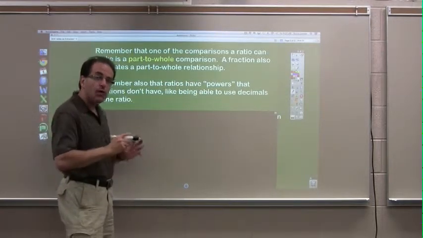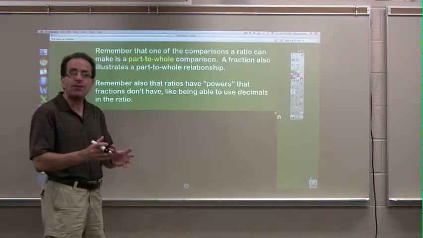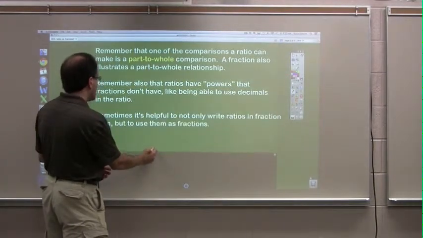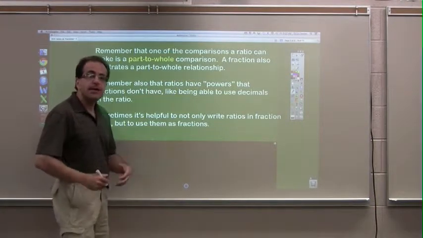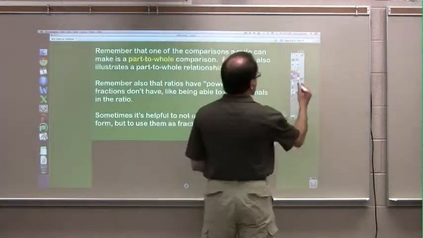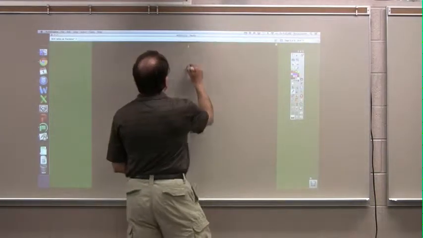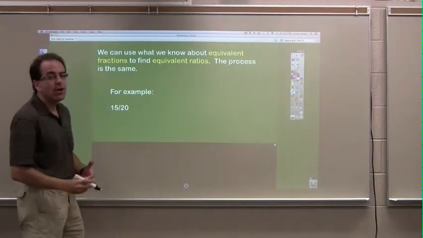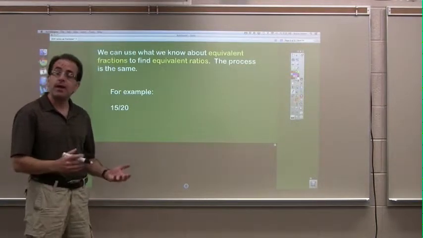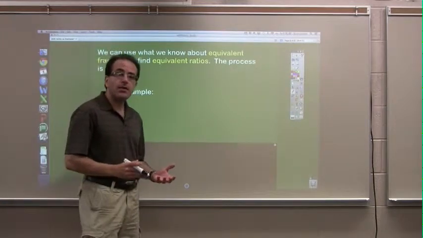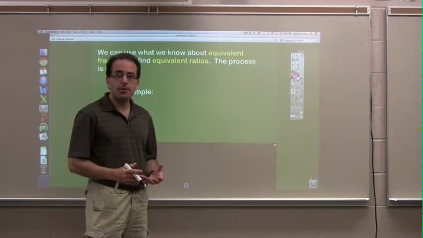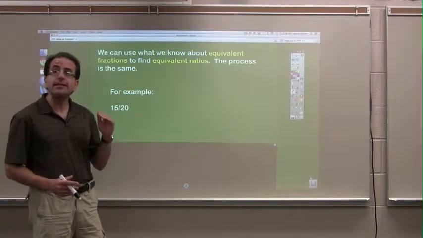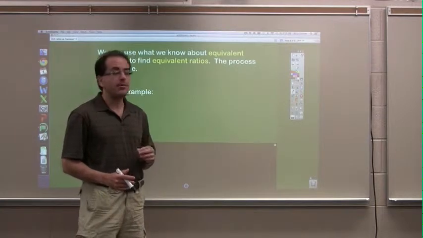But once we take a ratio and make it in its fraction form, as long as it doesn't have decimals, there are things that we can do. Okay? Because we can do certain things with fractions. And one of those is we can make equivalent ratios the same exact way we made equivalent fractions. And how do we do that? If you remember, you can either multiply the numerator and denominator by the same number, or if they have a common factor, we can divide the numerator and denominator by that same factor.